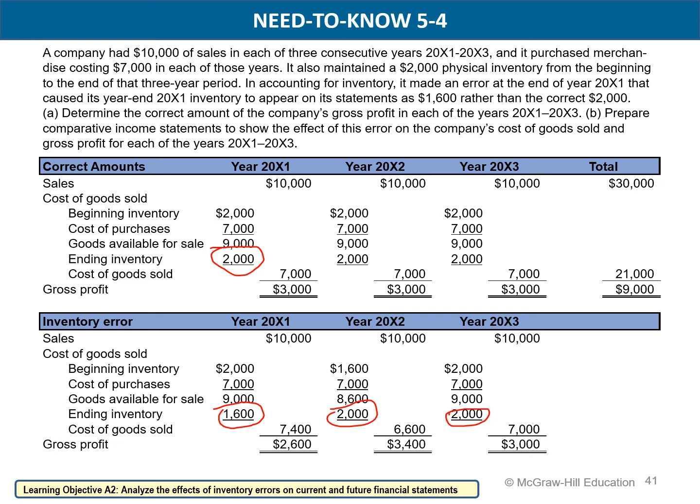Okay, so the effect of the error on gross profit is we understated gross profit by $400, but in the next year we overstate it by $400, right? And in the last year, everything's corrected. So at the end of the 3-year period, we get to the same answer. It's just the inventory error in year 1 flips in year 2, and then cumulatively, you're correct. Okay, does that make sense?